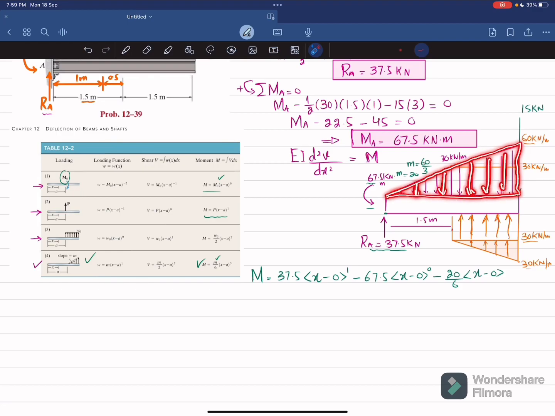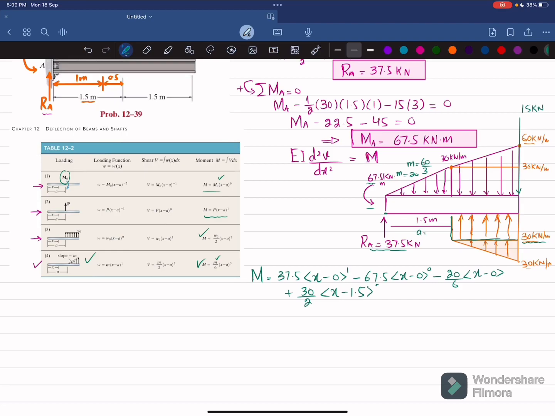Okay. Now we have this load, which is 30, and this load you can see is a uniformly distributed load of length 1.5 meter. So this is the equation of uniformly distributed load, and the load is upward, so it will be plus W0, which is 30 divided by 2 into x minus. Now this load starts from here. So this A is equal to 1.5. So x minus 1.5 power 2.